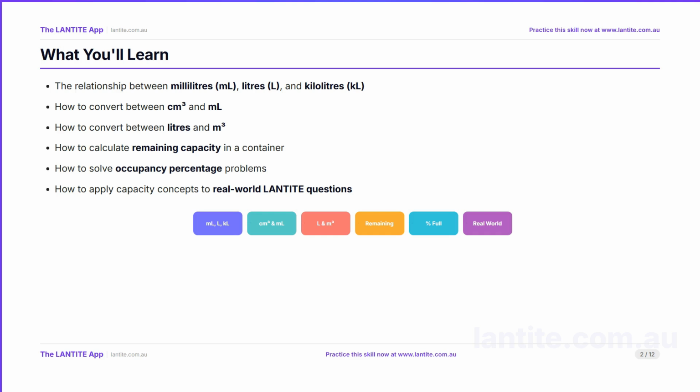Here is our roadmap. We will start with the fundamental units of capacity and their relationships. Then, we will link volume units like cubic centimeters and cubic meters to capacity units. We will practice converting between all of these, then move on to remaining capacity and percentage occupancy problems. Finally, we will tackle LANTITE-style word problems that bring all of these skills together.